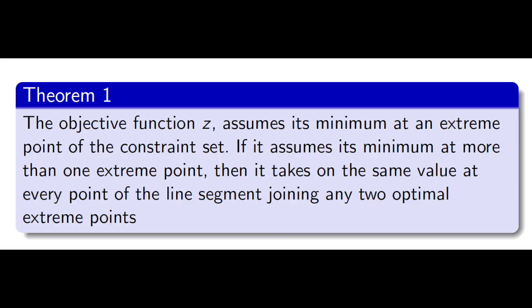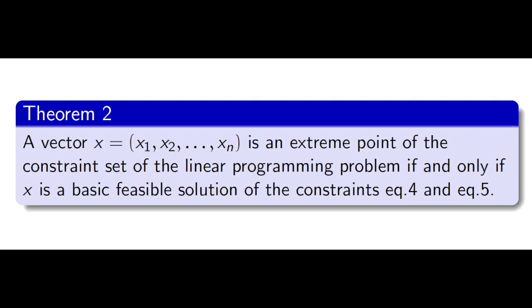Theorem 1: the objective function z assumes its minimum at an extreme point of the constraint set. If it assumes its minimum at more than one extreme point, then it takes on the same value at every point on the line segment joining any two optimal extreme points. Theorem 2: a vector x is an extreme point of the constraint set if and only if x is a basic feasible solution of the constraints we saw before.